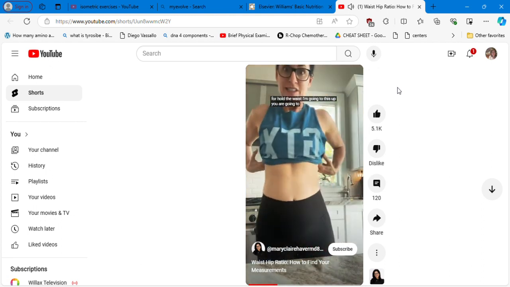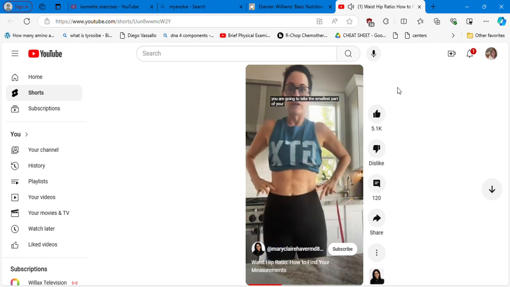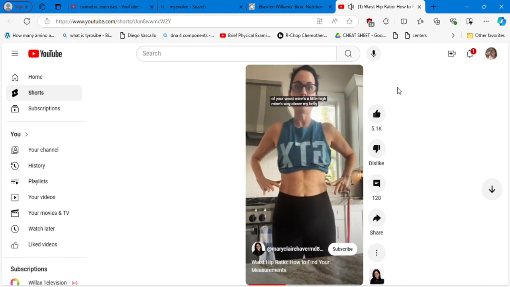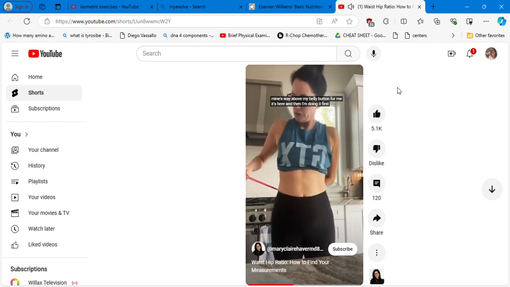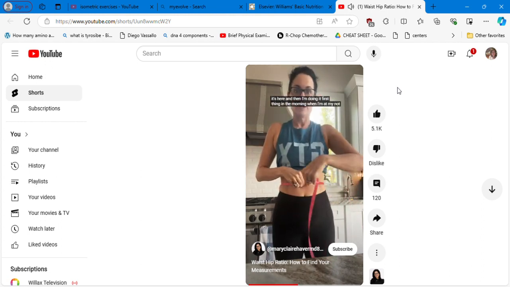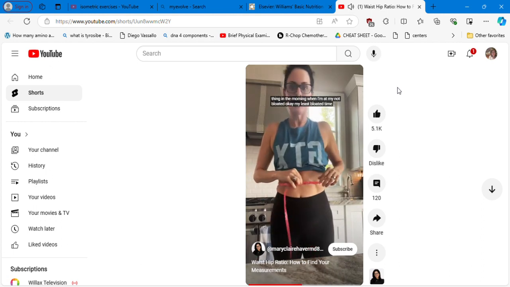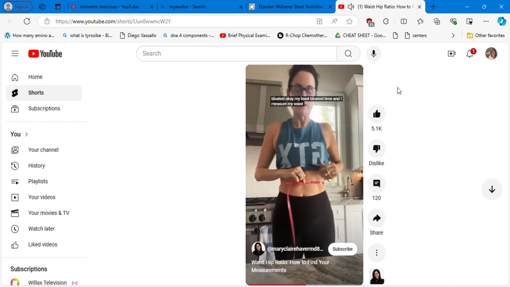You are going to take the smallest part of your waist. Mine's a little high. Mine's way above my belly button. For me, it's here. And then I'm doing it first thing in the morning when I'm not bloated, my least bloated time. And I measure my waist. And for me, it's 29 inches or whatever.